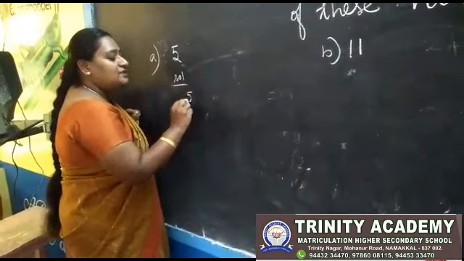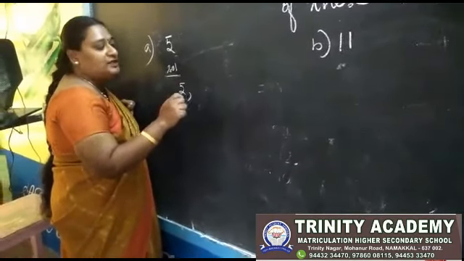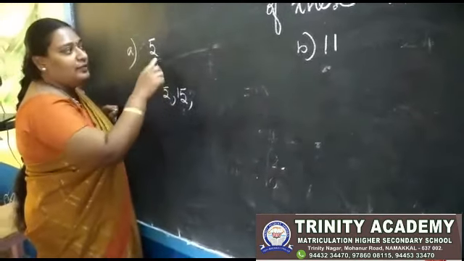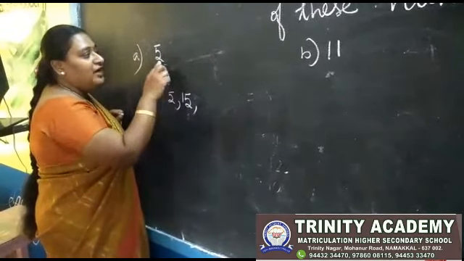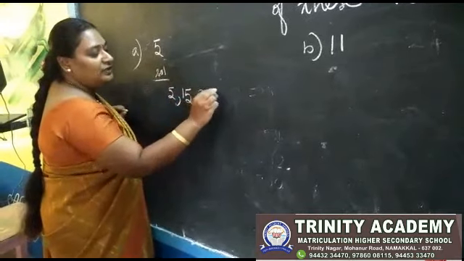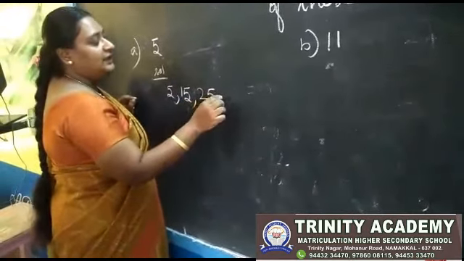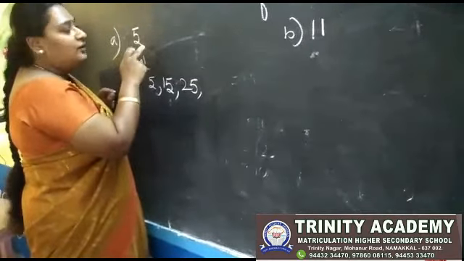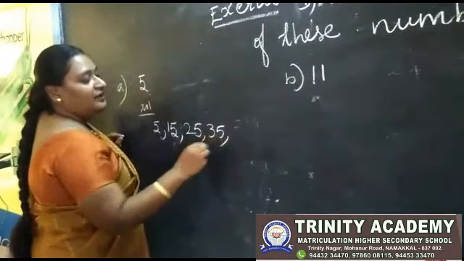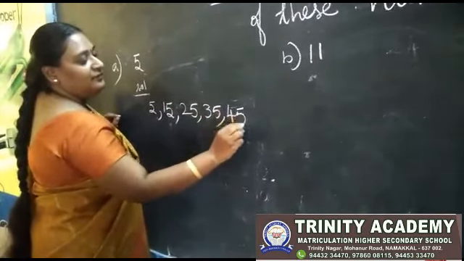So 5 ones are 5. 5 2s are 10. 10 is not an odd number. So 5 3s are 15. So 15 is an odd multiple of 5. Similarly, 5 4s are 20. 20 is not an odd number. So 5 5s are 25. So 25 is an odd multiple of 5. So 5 6s are 30. 30 is not an odd multiple. So 5 7s are 35. 5 8s are 40. So 5 9s are 45.